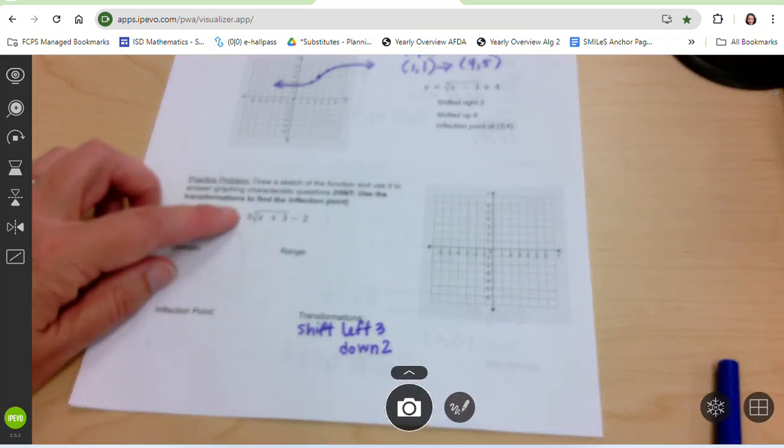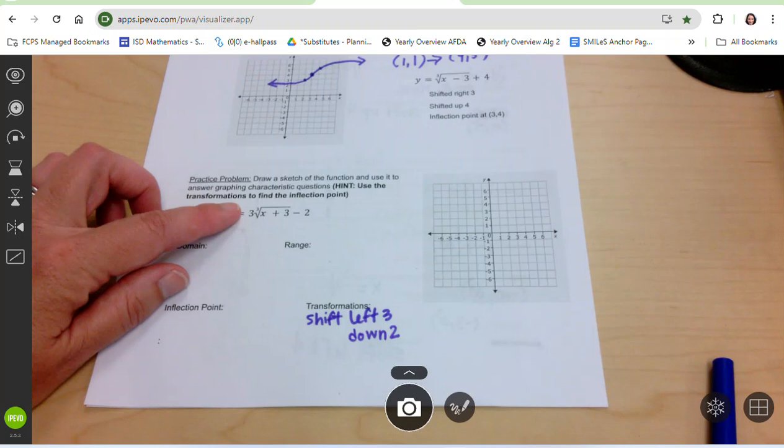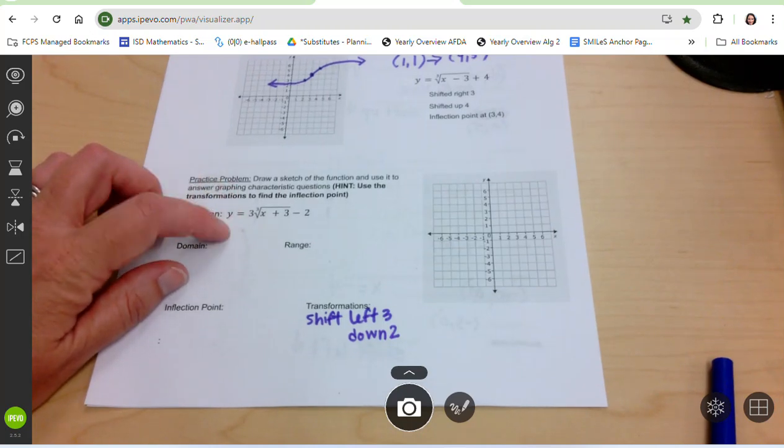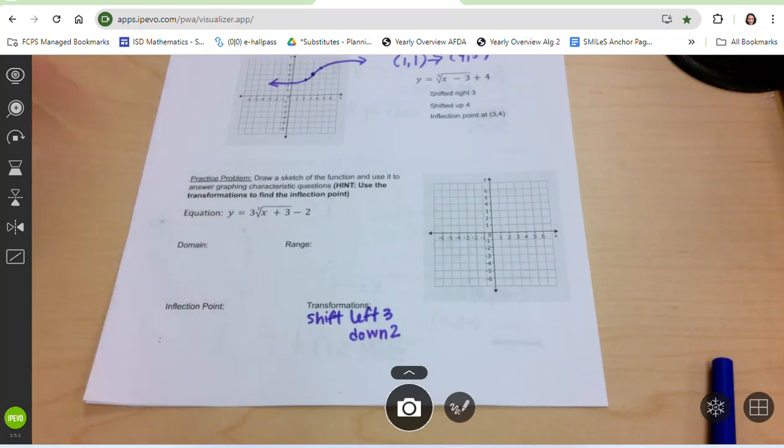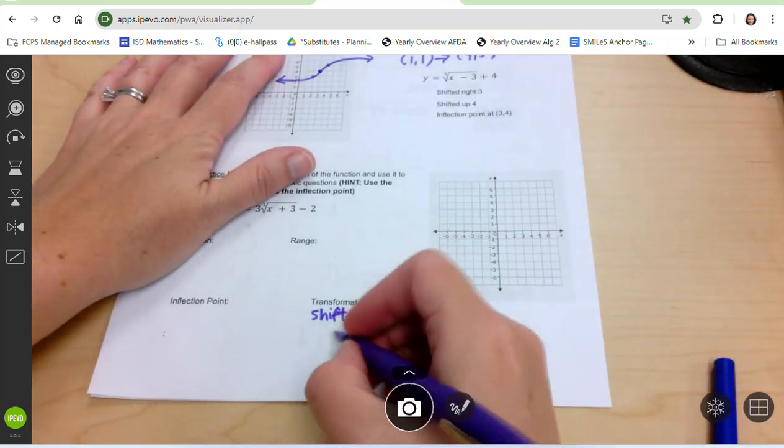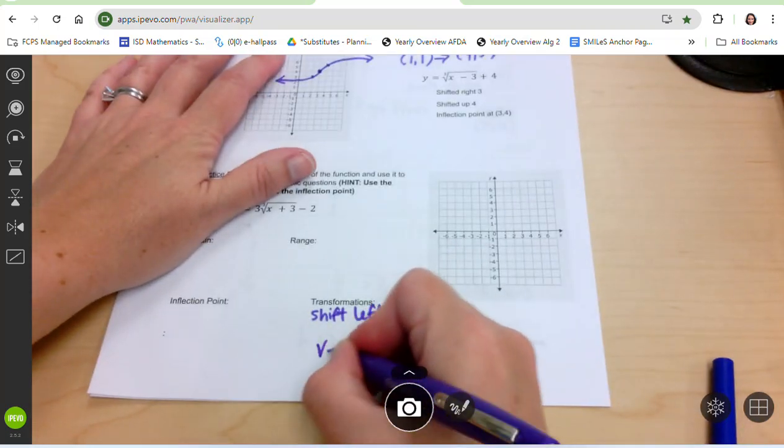What does the 3 in front do? You guys remember what the 3 in front does? You're on the right track, right? So the 3 in front is going to pull it up, make it taller. No, you were definitely on the right track. All right, so it's going to be a vertical stretch of 3.